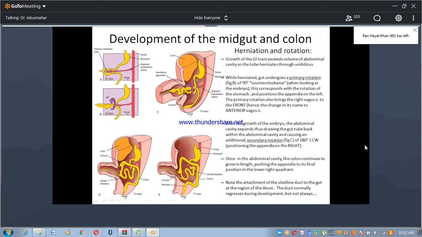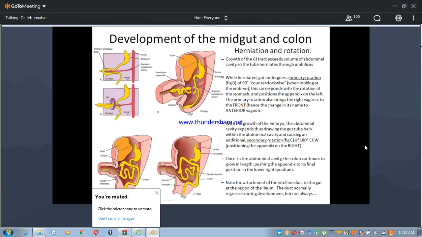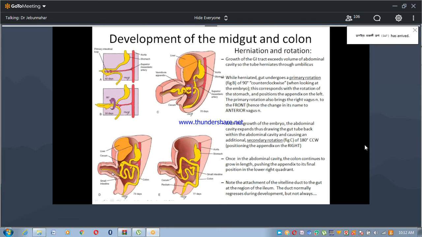Note the attachment of the vitelline duct. Here is the vitelline duct attached to the gut at the region of the ileum. The vitelline duct normally regresses, but sometimes it persists. It may persist as a mucous diverticulum. A mucous diverticulum may cause pathological conditions such as Zollinger-Ellison syndrome, or it may also cause volvulus.